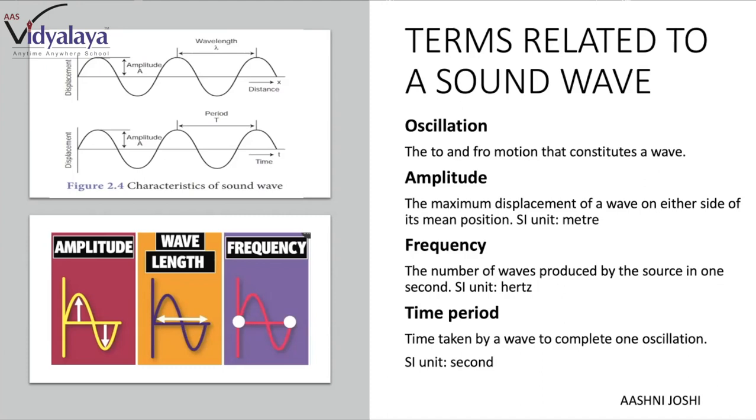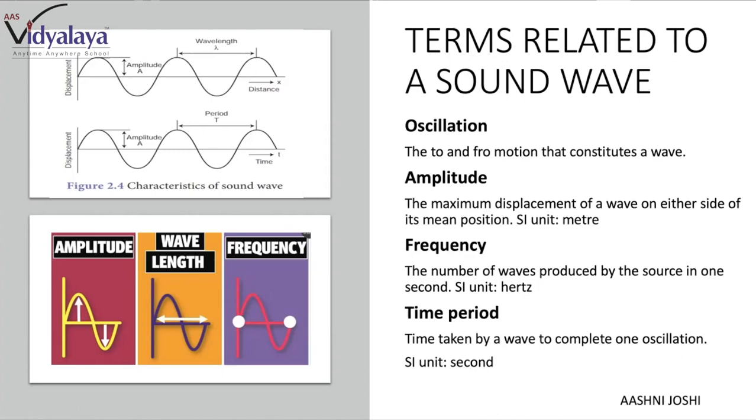Then we have amplitude, the maximum displacement of a wave on either side of its mean position. If we look at the diagram here, the maximum displacement is from here to here. This is the maximum point that the wave is going to. And we have to know that this distance is equal to this distance. The distance above the mean position is equal to the distance below the mean position. That is the maximum displacement of a wave on either side of its mean position. The SI unit of amplitude is meter because we are measuring distance.